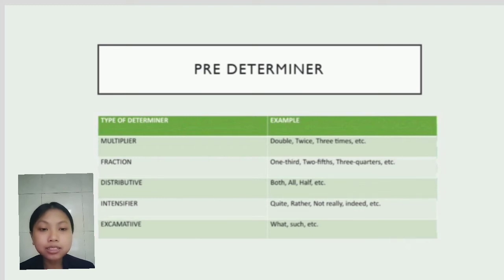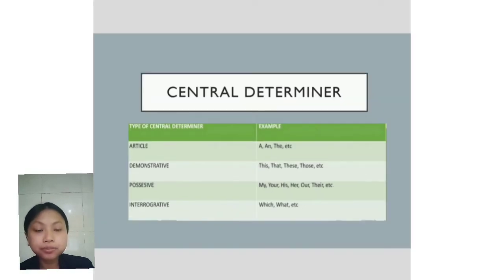And then for the third is distributive. For the example is both, all, half. For the intensifier: quite, rather, not really, indeed. And then for the last, exclamative are what, such, and so on.